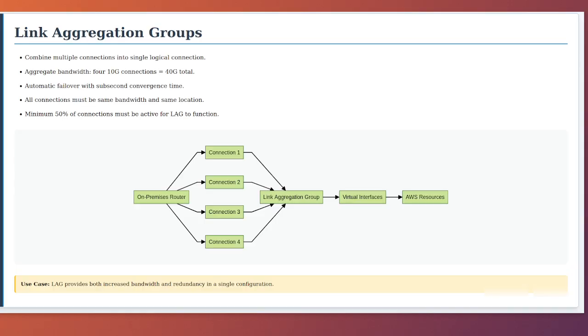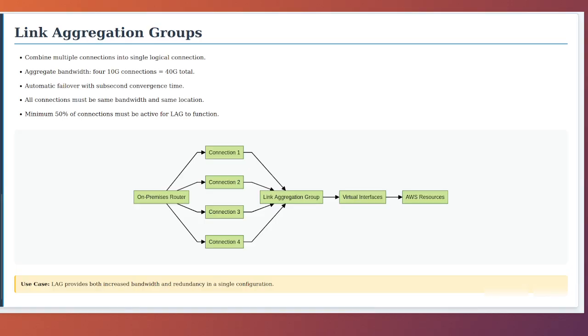When the failed connection is restored, it automatically rejoins the LAG and starts carrying traffic again. This happens without any manual intervention or BGP reconvergence, making failover very fast, typically sub-second.